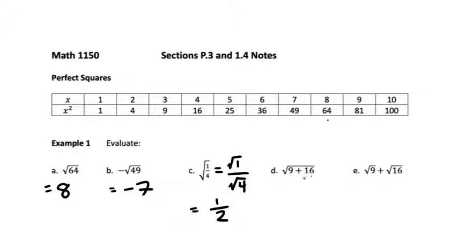For D, what they want us to do is add 9 plus 16 and then take the square root of that answer. 9 plus 16 is 25, and the square root of 25 is 5.